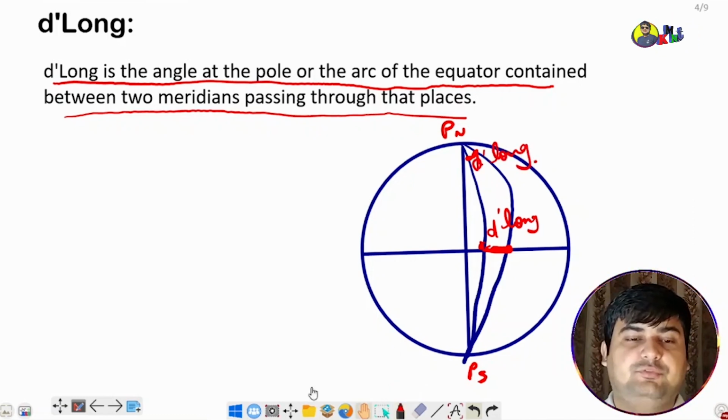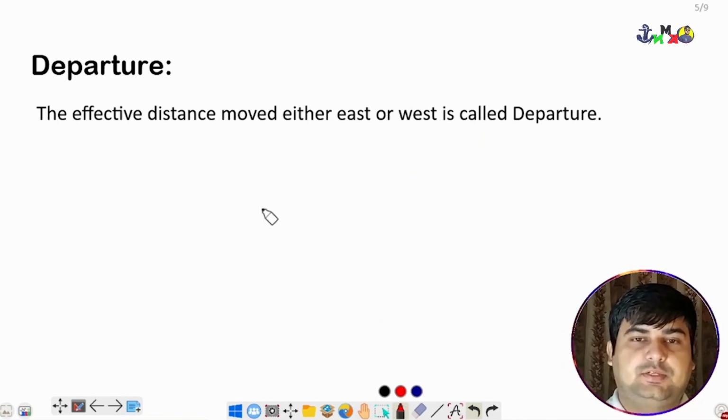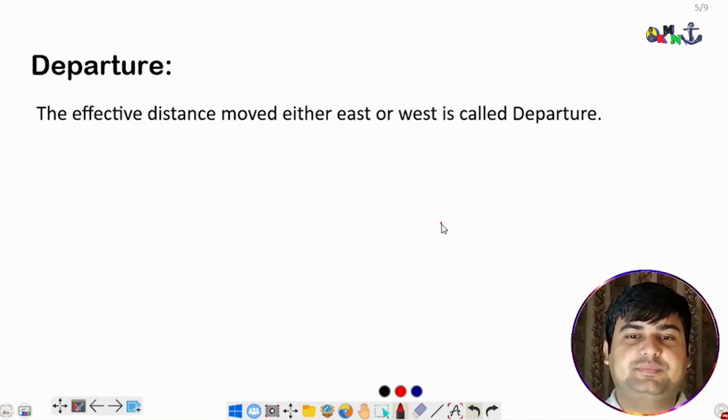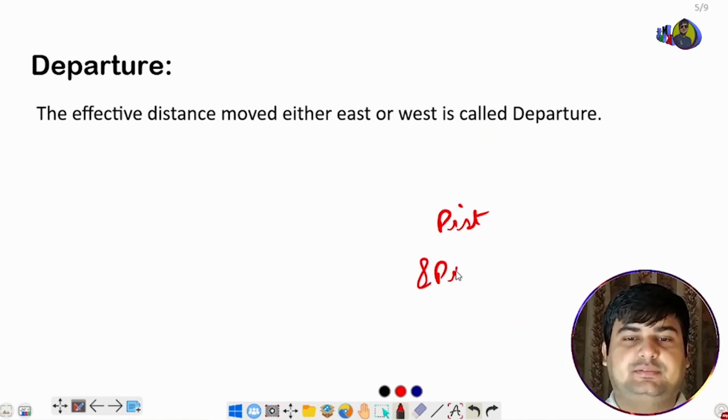Okay, now we will move forward and we'll see departure. So as we know from physics that there are two terms, that is distance and displacement.